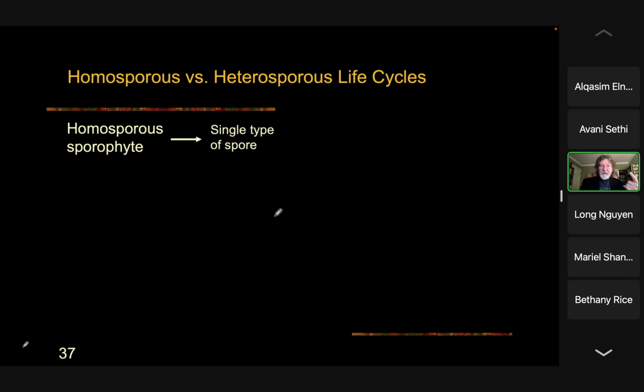This is what happens in ferns, right? One type of spore, when it germinates, produces a bisexual gametophyte that has both archegonia and antheridia, and therefore produces both sperm and eggs.